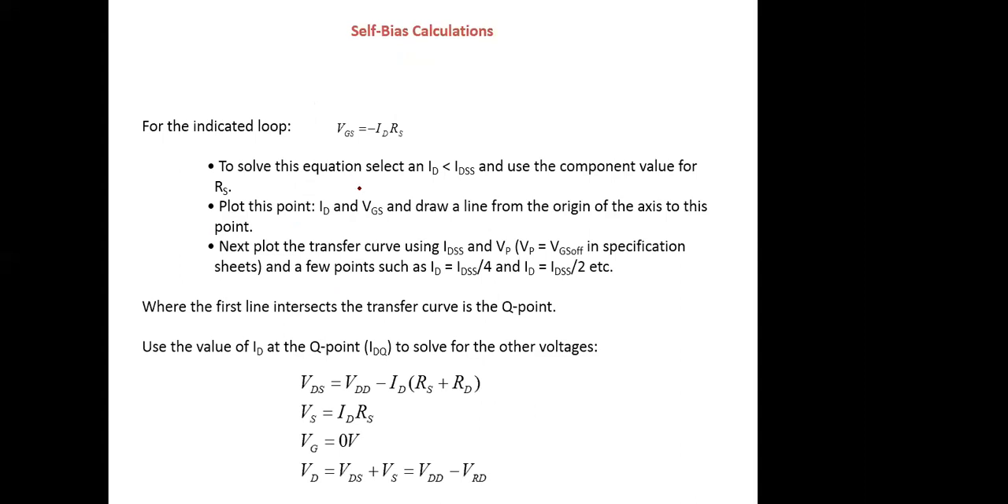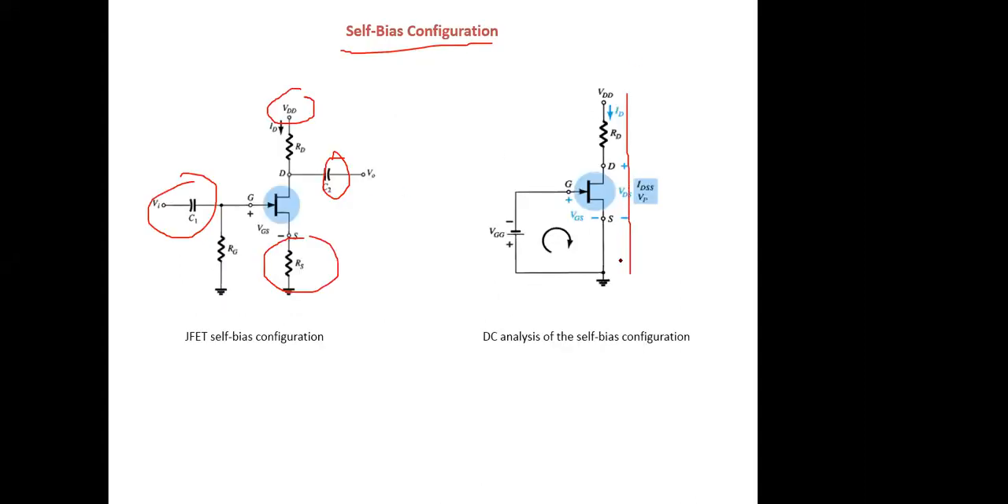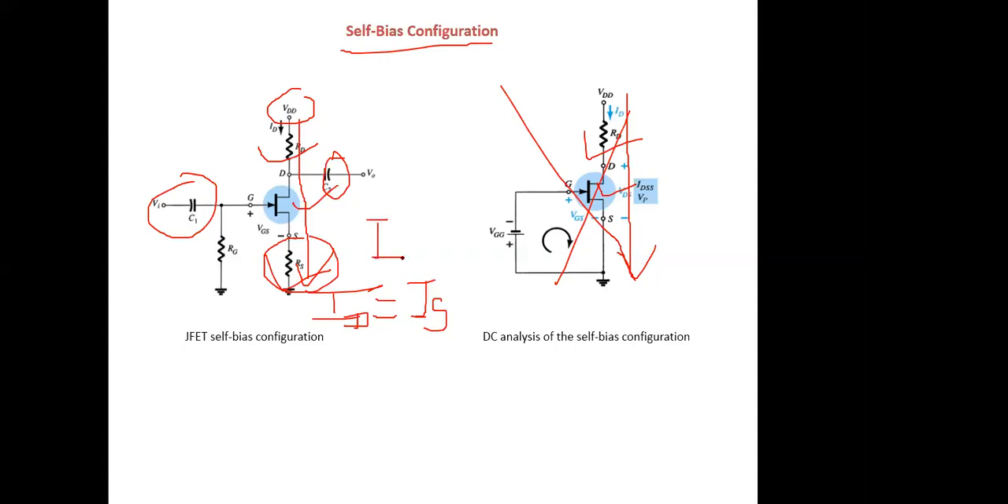If we write the output side loop equation in this, then we will have VDD equals to ID RD plus VDS. I think this circuit is wrong. By mistake I have kept the previous one. But let me show you from some other source. Let us discuss it from here. VDD is equal to ID into RD plus VDS. We have taken the assumption earlier that ID is equal to IS. At the start we have taken the assumption that IG is equal to 0 and ID is equal to IS.